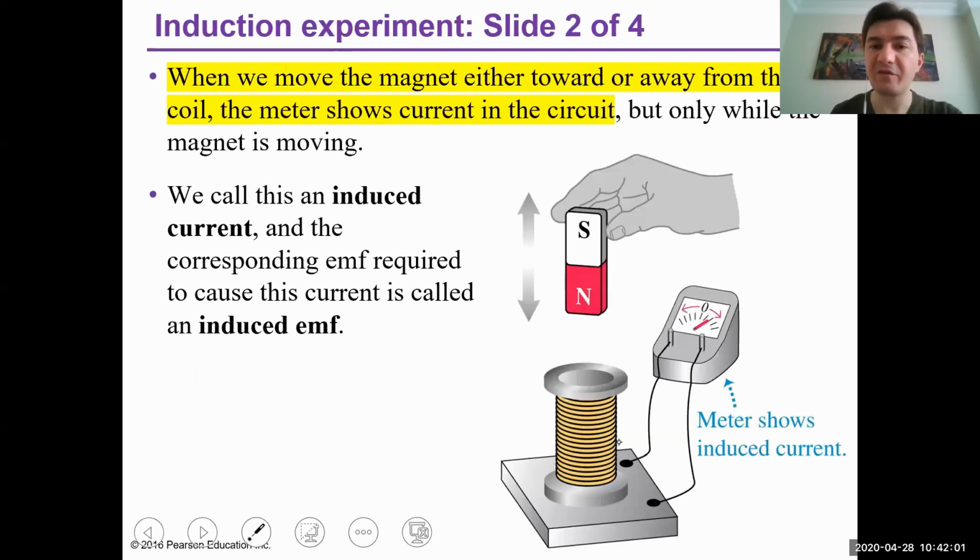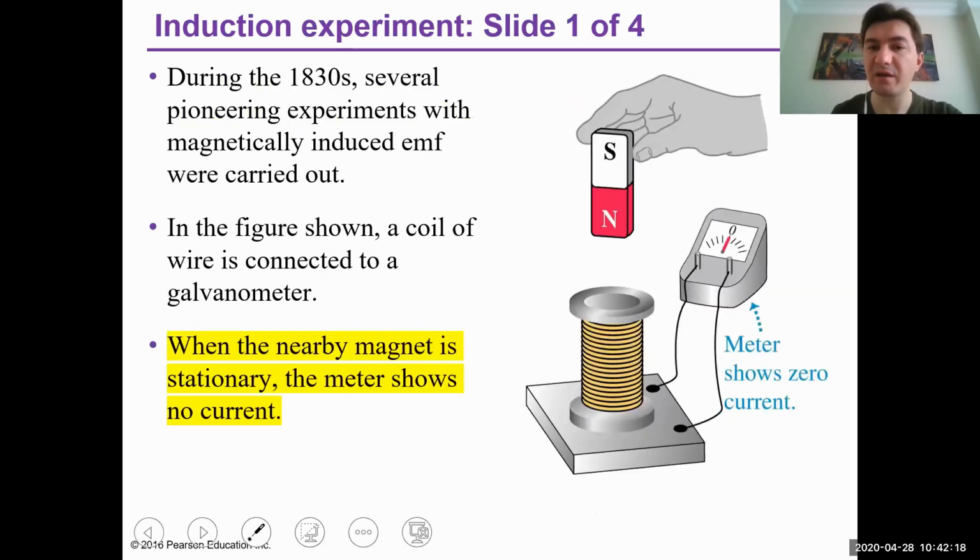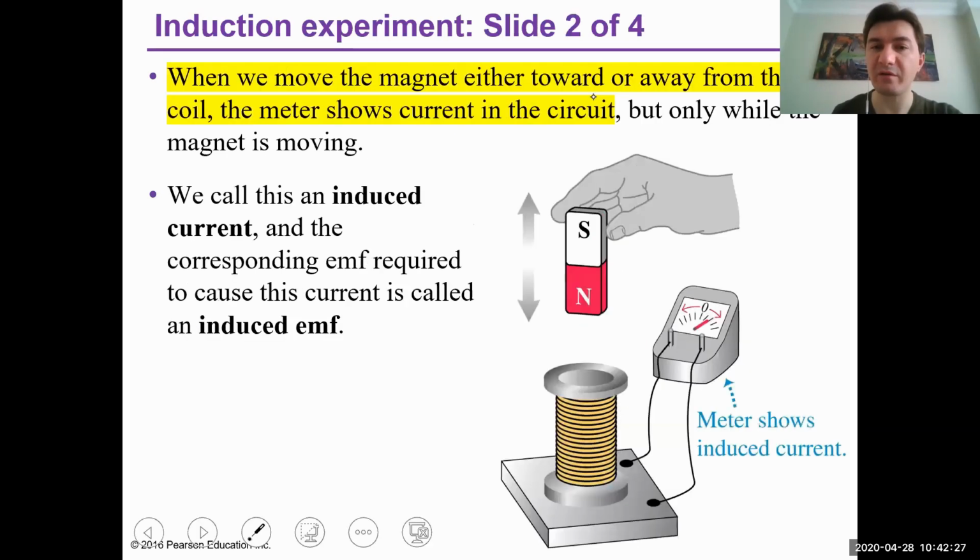But if we move the magnet up or down, toward the coil or away from the coil, the meter shows current in the circuit. What do you see here? There is a current in the coil. At the beginning, there was nothing, but if I move it up and down close to the coil or move it away from the coil, then we have current in the circuit, in the coil.